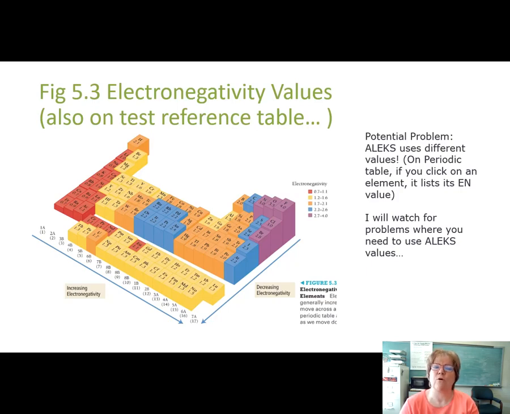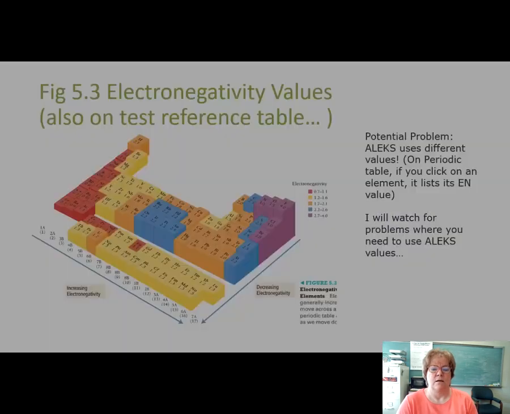I'm going to be looking for cases where I see it's a problem, and I'll warn you if I see that. But if you get something where you know you're doing it the right way and using the electronegativity values on my test reference table, which is what I'll use in class, if there's a difference, you may see that due to that.